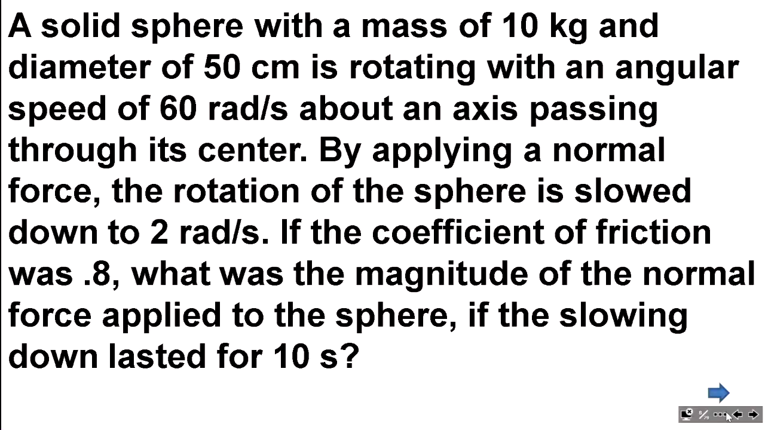So, okay, we apply normal force, and when we apply normal force, that normal force generates force of friction. Well, in a way, we can use this as a model. It was spinning. We apply normal force, it creates friction, friction slows it down. That's it.